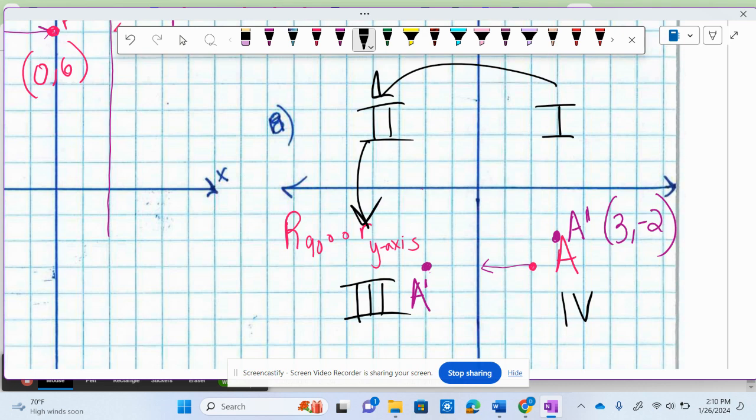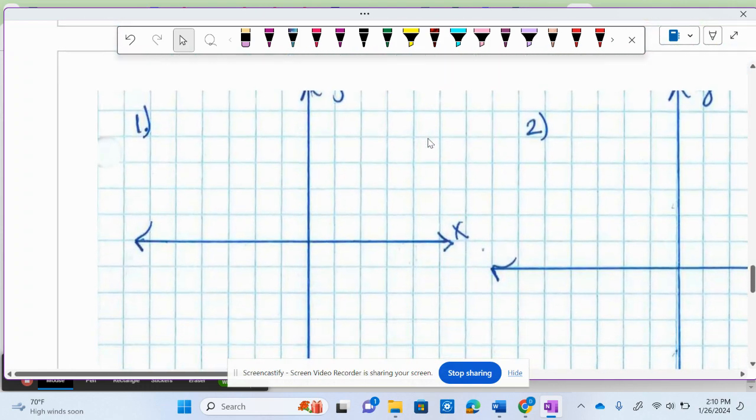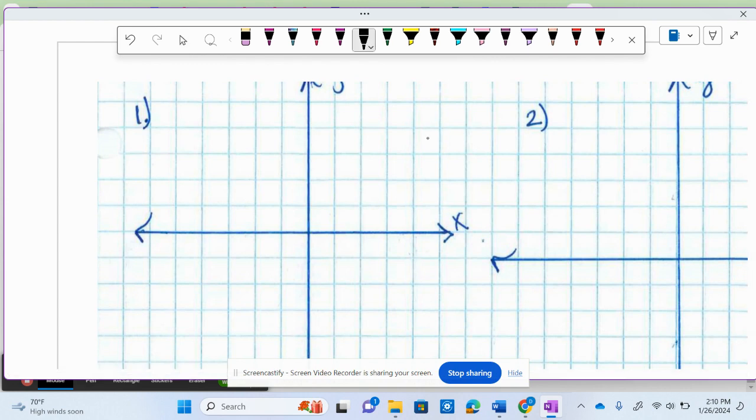Are we good to go to the back page? I think it says part 2, free response. Okay. Number 1 says point A is the ordered pair 6, 3. So here's point A. It's reflected in the x-axis. Find the coordinates of its image.